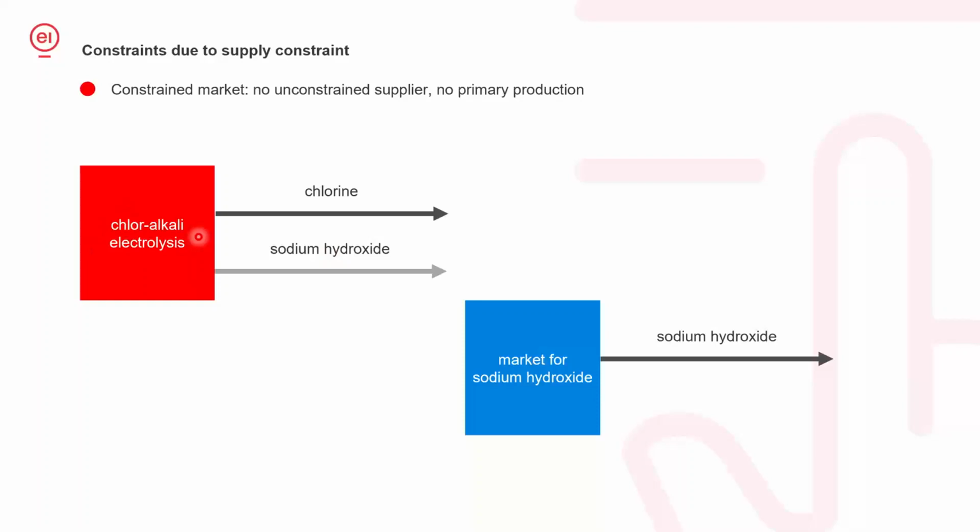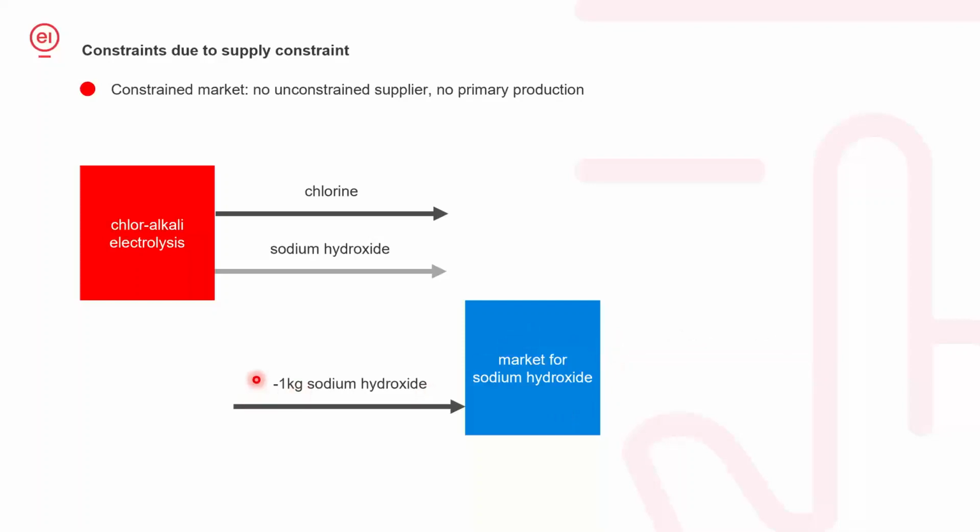If, however, in the database we don't have any other activity that supplies sodium hydroxide as a reference product, then the market for sodium hydroxide is constrained, and this is the modeling assumption that we are following. That means that the market for sodium hydroxide has no unconstrained supplier, and there is no primary production. And this, of course, will affect the consumers of this market for sodium hydroxide.